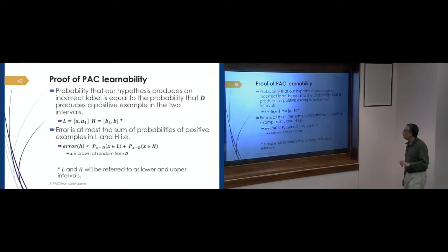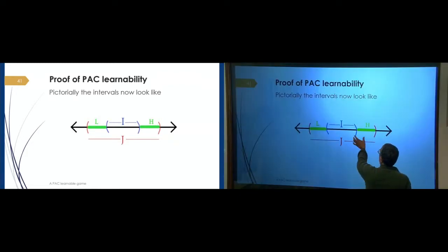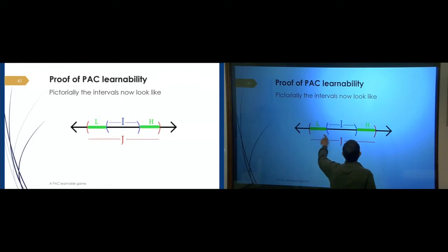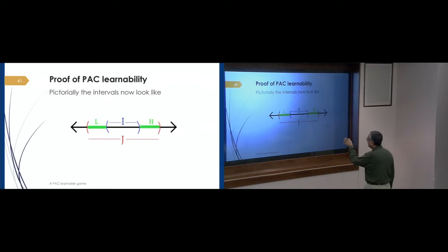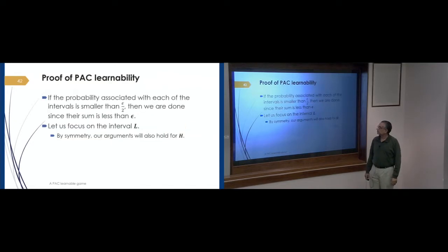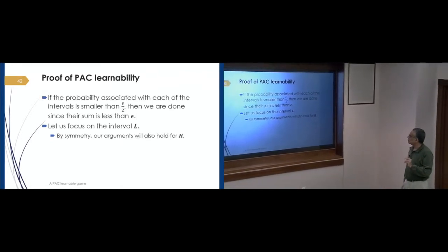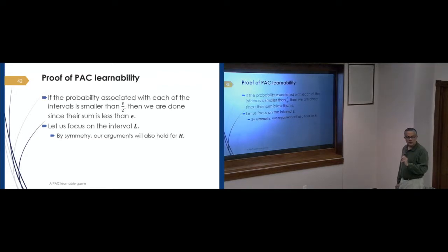Okay? So the picture looks something like this, where you have the real line, and I is the interval that we picked, J is the entire concept, so we didn't know about these two pieces, right? So the probability that we are not doing a good job is the probability that, if you can see the colors, we are in the green regions. Okay? So if the probability associated with these two intervals is smaller than epsilon by 2, or no larger than epsilon by 2, then we are done, since their sum is less than epsilon. If they're no larger, it's equal to epsilon.